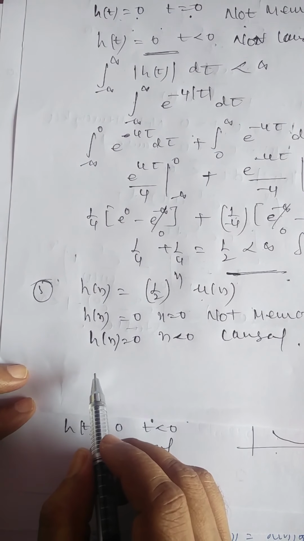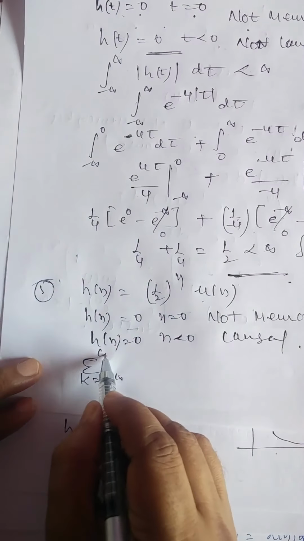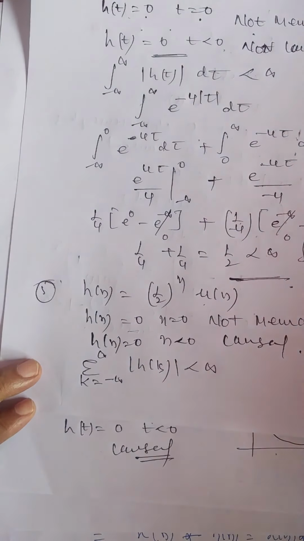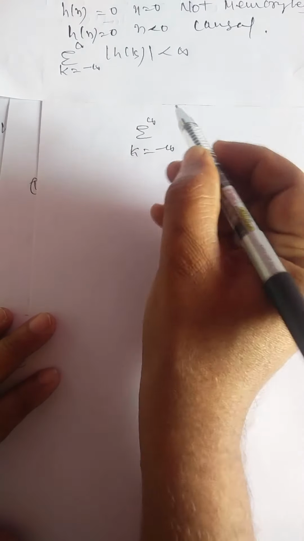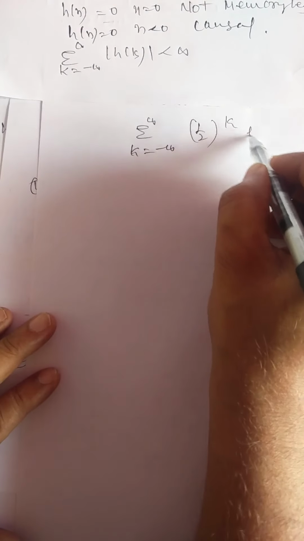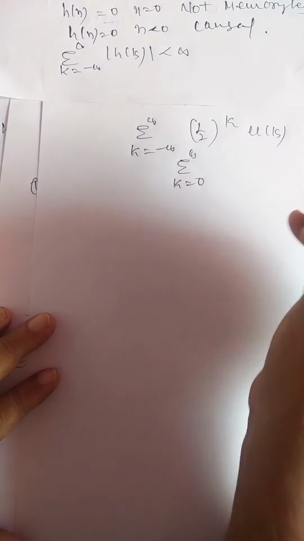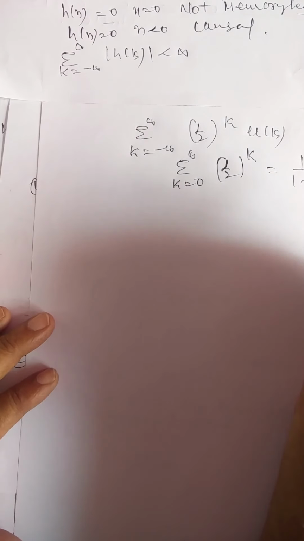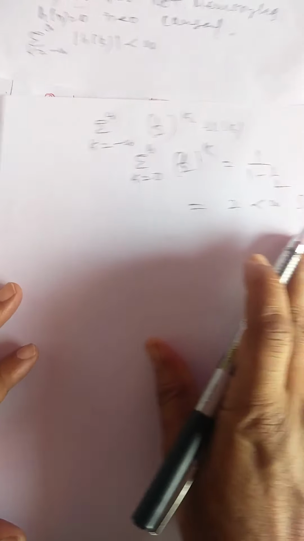And to check stability, we should use this formula: summation of k from minus infinity to plus infinity of modulus of h of k must be less than infinity. That is, summation of k from minus infinity to plus infinity of 1 by 2 whole to the power of k into u of k. Because of u of k, the limits are k from 0 to infinity, since u of k exists only from 0 to infinity. That is the summation of 1 by 2 whole to the power of k, which is 1 divided by 1 minus 1 by 2. The answer here is 2, which is less than infinity, and the system is stable.